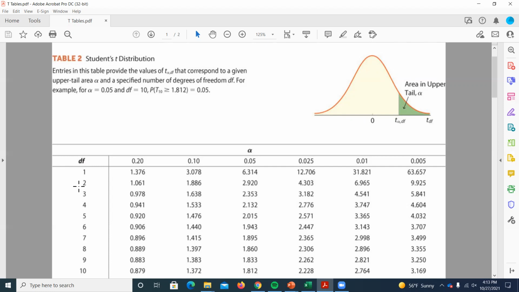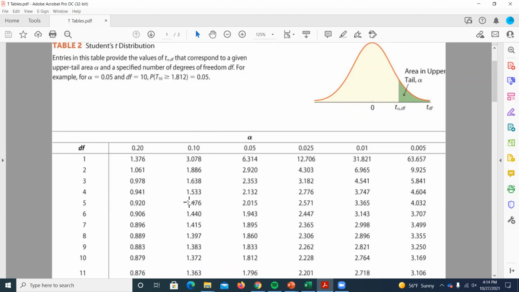These column headings represent the area in the tail. So let's say I wanted that 0.025 in my upper right tail. I go to that column of 0.025. And then let's say I had degrees of freedom of 5. The T value that would give me 0.025 in that tail would be what? 2.571, which is quite a bit higher than 1.96.